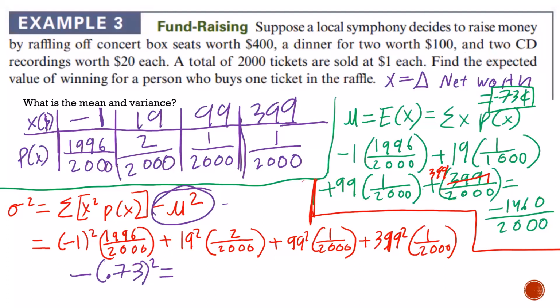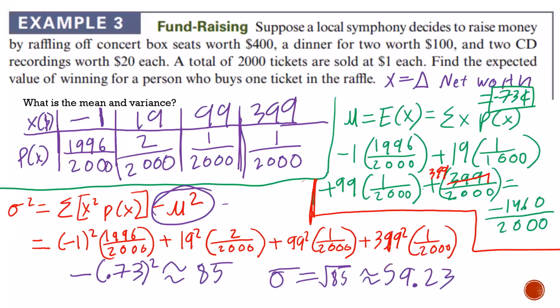When you calculate this out, you get approximately 85. So that is your variance. So you take the square root of 85. That gives you approximately 9.23. Now, remember, the standard deviation is measured in dollars. And notice your standard deviation and your variance will always be positive, because we're squaring the negative values.